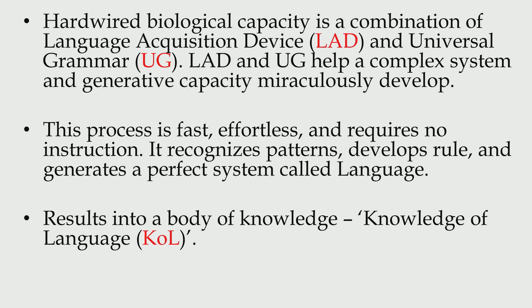Hardwired biological capacity is a combination of two things: language acquisition device and universal grammar. Language acquisition device and universal grammar help a complex system and generative capacity miraculously develop. Let us spell it out. When Chomsky proposed that every normal human child is born with the capacity to acquire language, is hardwired with the capacity to acquire language, he meant two things. There are two parts to that. A child is born with a hypothetical device called the language acquisition device, in short LAD. That device has universal grammar inbuilt in it.